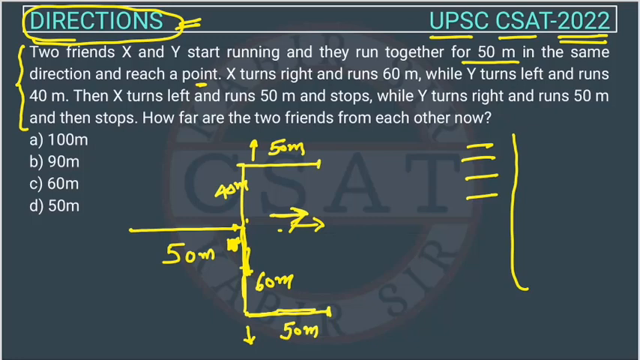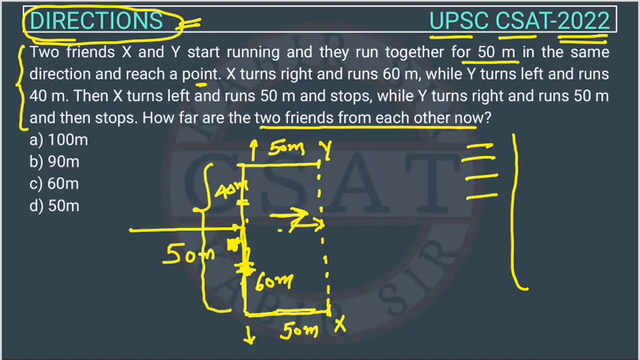So how far are the two friends from each other now? The question is asking how far they are. वो एक दूसरे से कितनी दूरी पे हैं? So the distance between them will be this one, which I am drawing as a dotted line, right? So this is the distance between them, because X is here right now and Y is on this side. So this distance is equal to this distance, right? This combined distance will equal this combined distance.